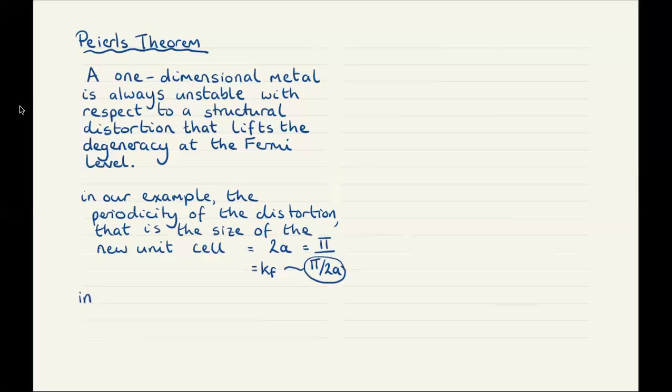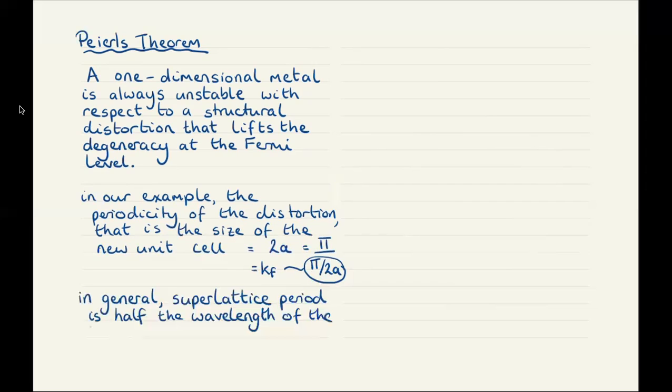And one can generalize this observation and say the period of what's called the superlattice, the new lattice after the distortion, is half the wavelength of the top filled energy level, the energy level at the Fermi energy.